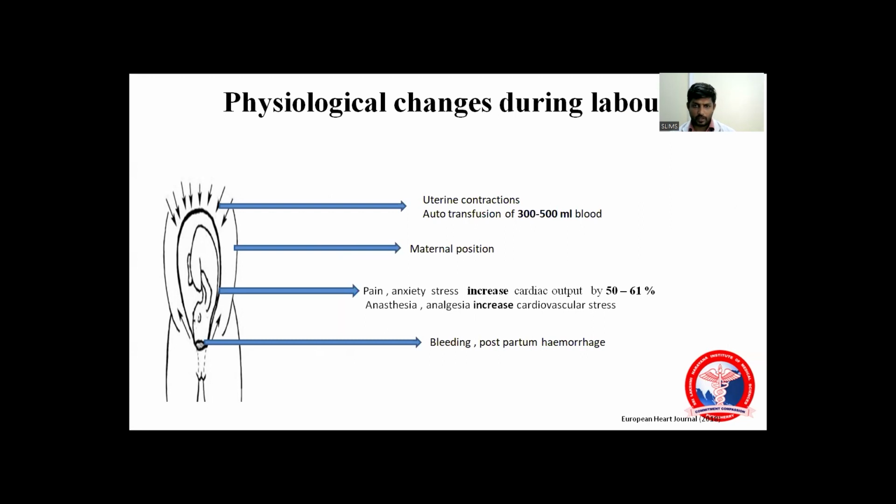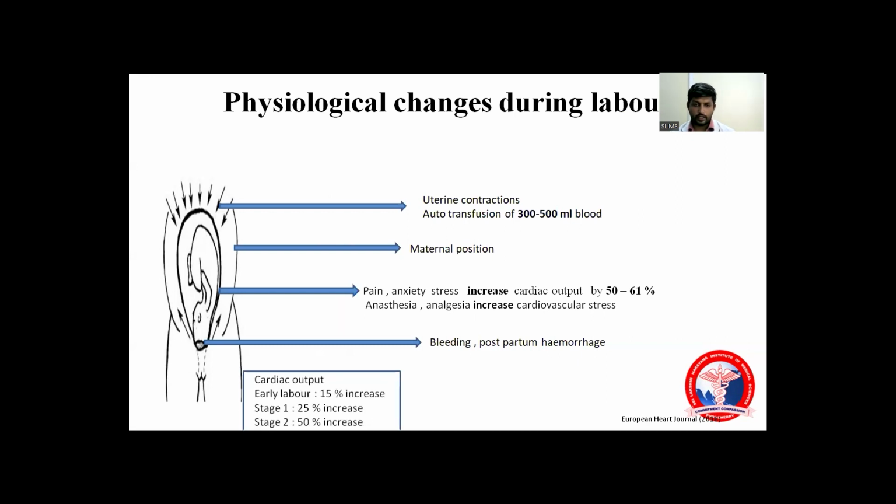And because of metabolic position and because of pain, anxiety, stress, there is increased cardiac output by 50 to 60%. And along with that, if the patient is receiving anesthesia or analgesia, that also has an effect on the cardiovascular system. And breathing and postpartum also have an effect on the heart.